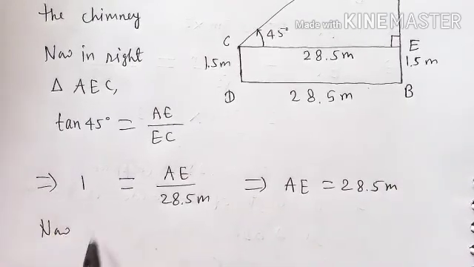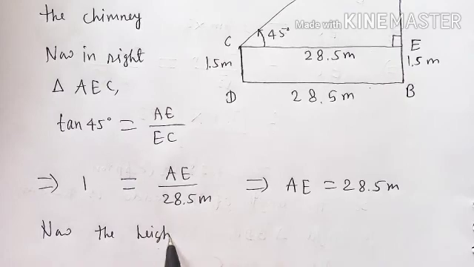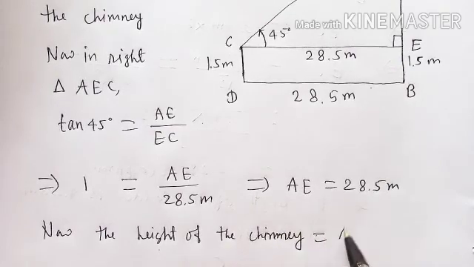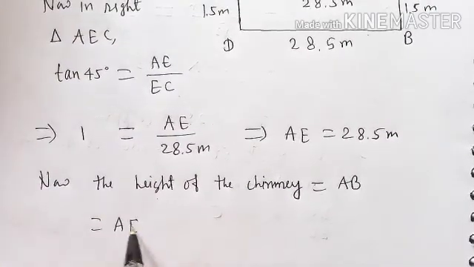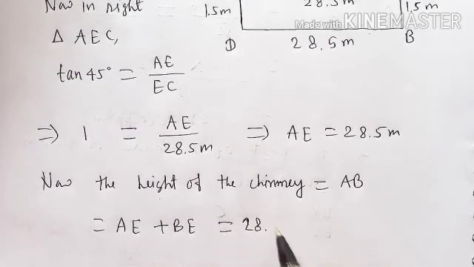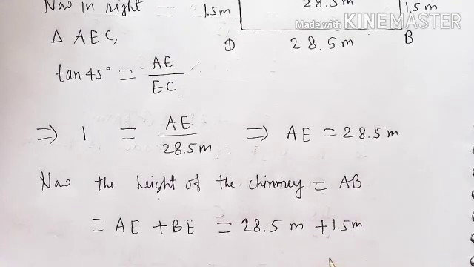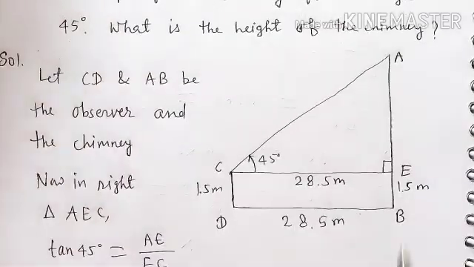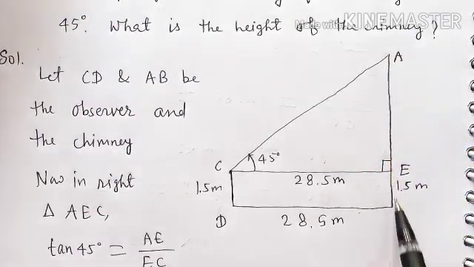Now the height of the chimney. This is equal to AB, and AB is equal to AE plus BE. AE is 28.5 meter and BE is 1.5 meter. This is 30 meter. You can see AB as AE plus BE.